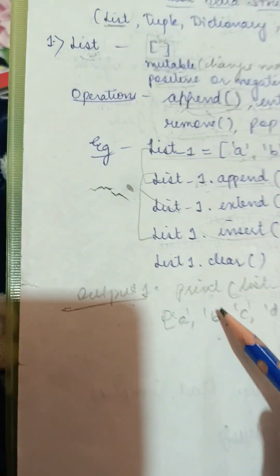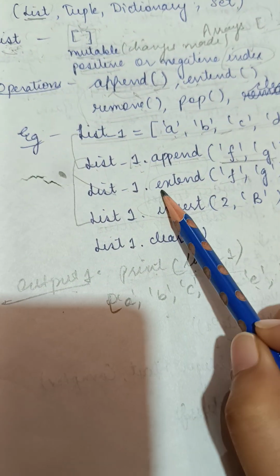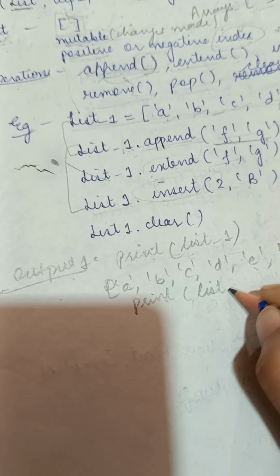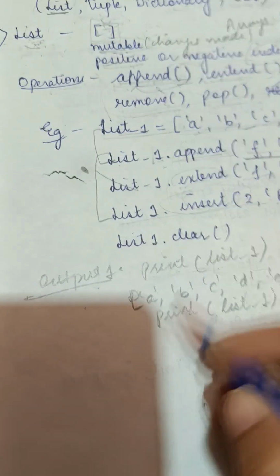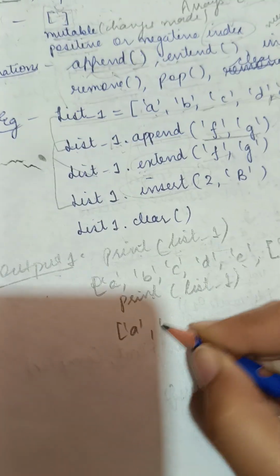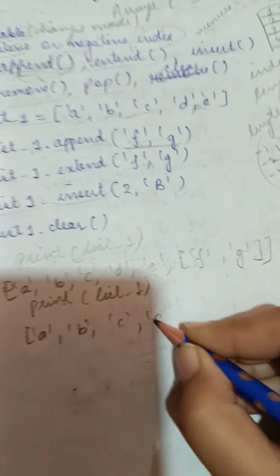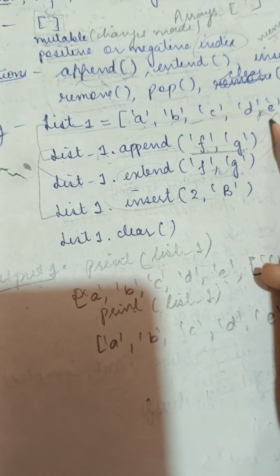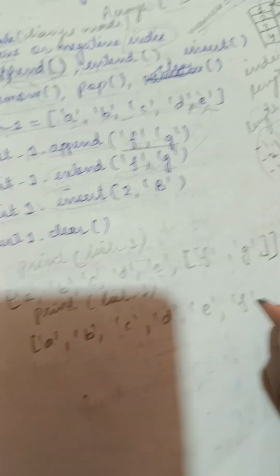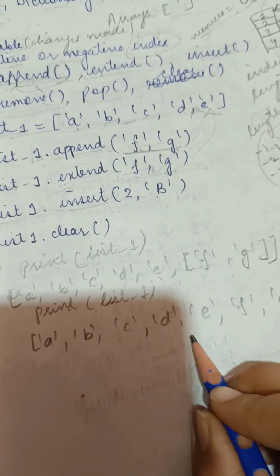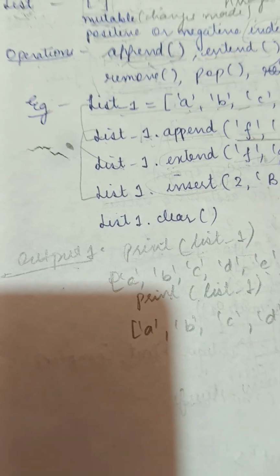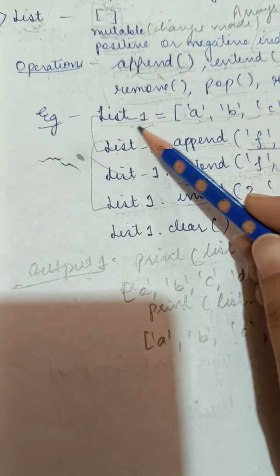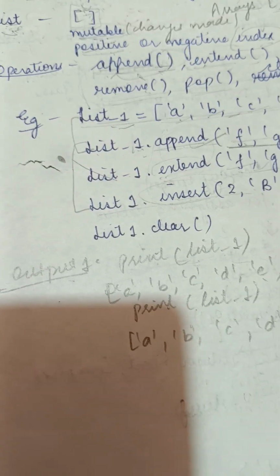Now what if I again print list 1 after performing this operation, dot extend? Now print list 1 after this extend operation. What will my output be? This is A, this is B, this is C, this is D, this is E. Now one by one these values will be added onto this list 1, that is, F and G will be added like this, unlike in the first case, where another list was added into this list. This is the function of append and this is the function of extend.